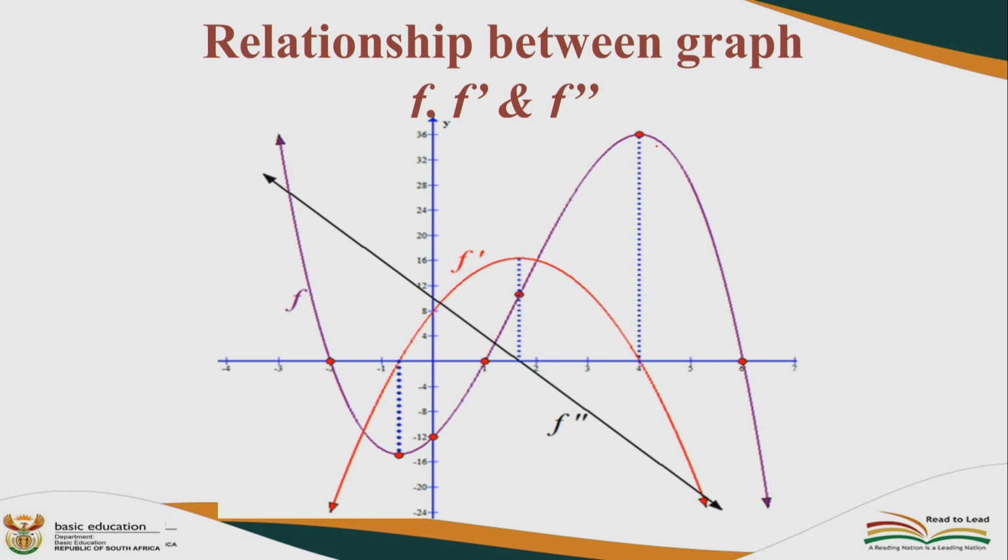f of x is my cubic graph. But when I plot the first derivative, you can see the relationship: I now get a parabola. Then after the parabola, if I plot the second derivative graph, I see that it becomes a straight line.